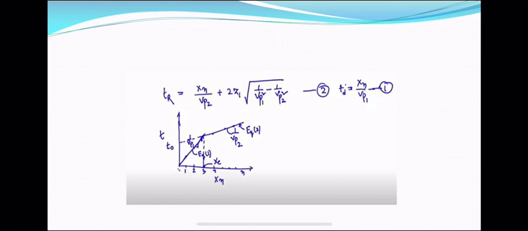We can say that the slope of this line will give 1 by VP1, and the slope of the other line will give 1 by VP2. So this is 1 by VP1 and 1 by VP2.